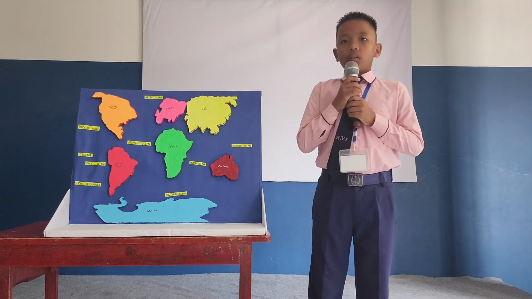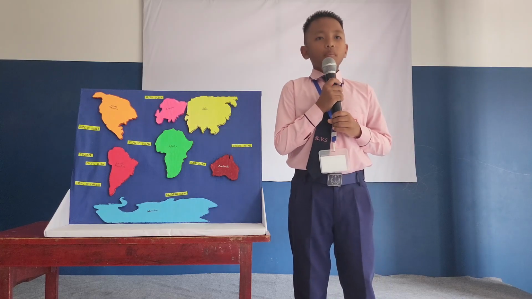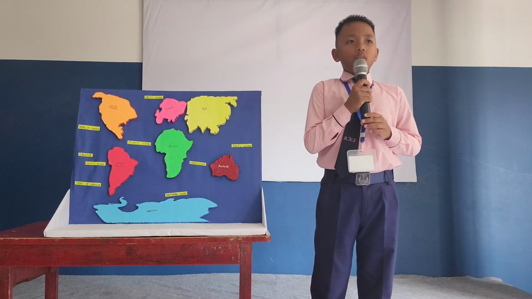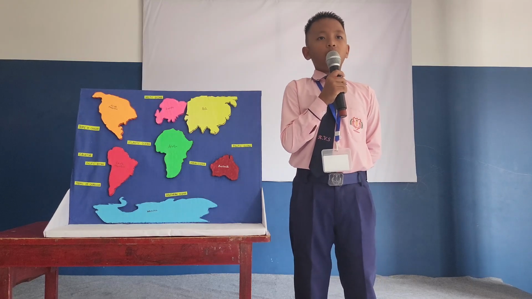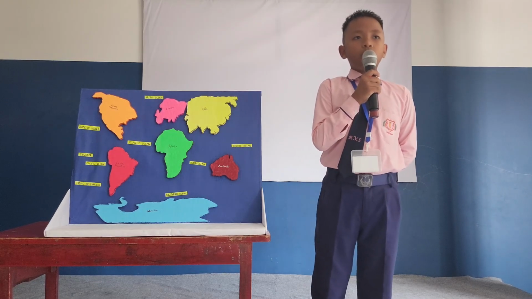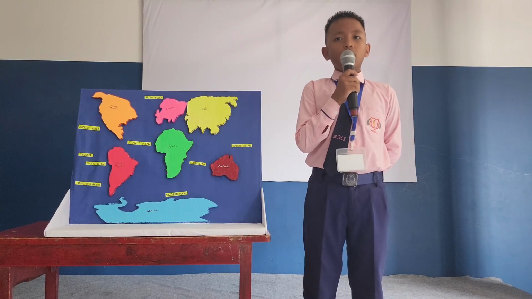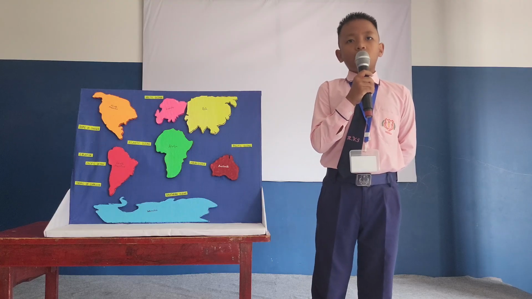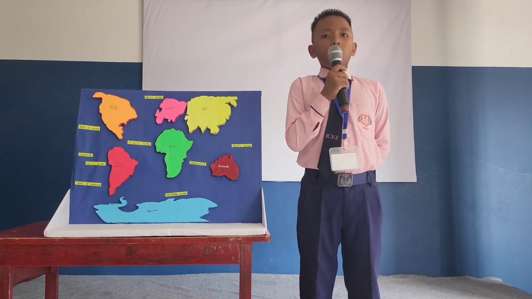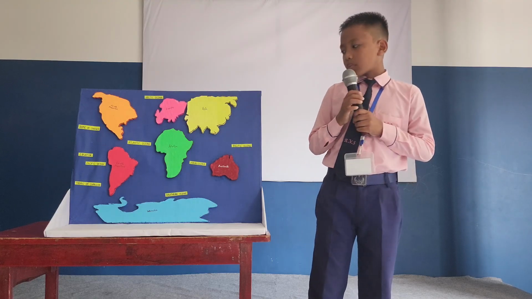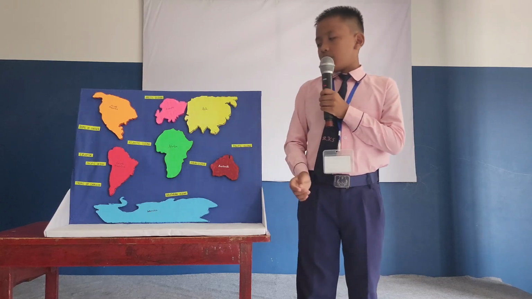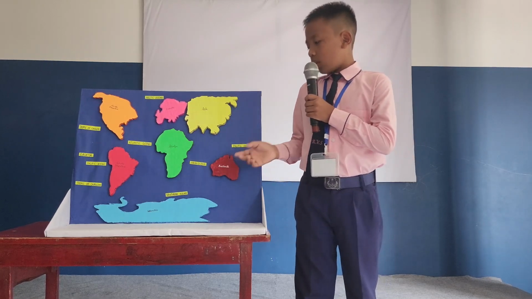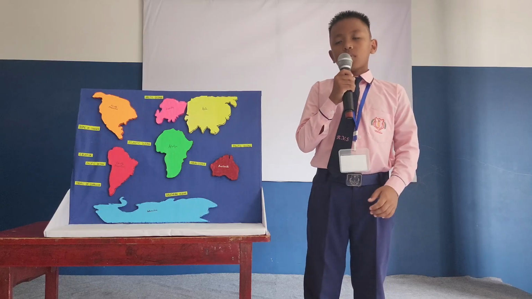Indian Ocean. Indian Ocean is the only ocean which is named after a country, that is India. It is almost triangular in shape. It is surrounded by Asia on the north, Africa on the west, and Australia on the east.